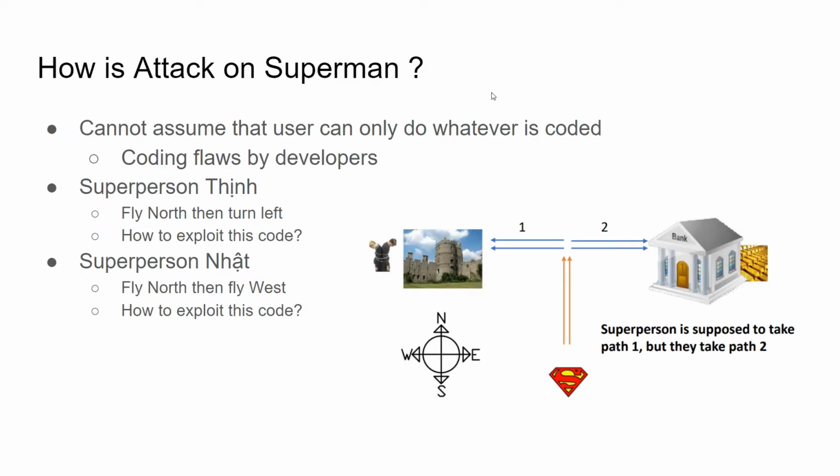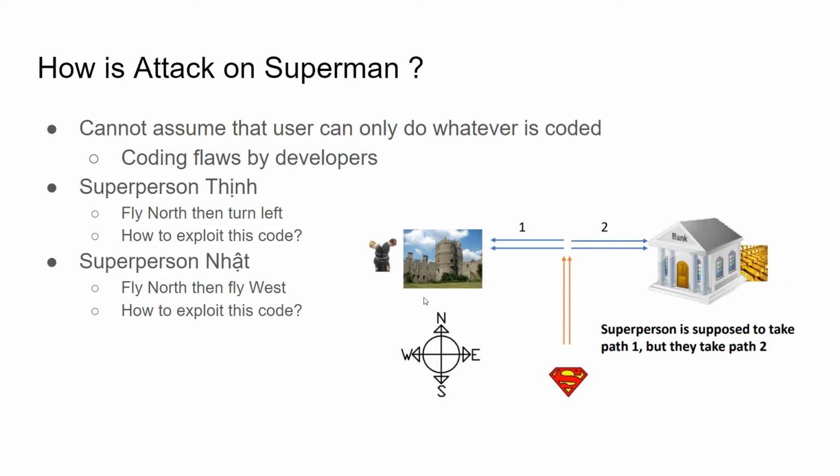How do we attack Superman's code? Because of missing knowledge, Superman cannot assume that the user can only do whatever is coded. In this picture, the superperson needs to go to the castle to rescue hostages. In example 1, the superperson has to follow instructions to fly north then turn left. So how do we exploit those instructions? The answer is that a superperson can fly belly up or legs first, with the head facing backward.